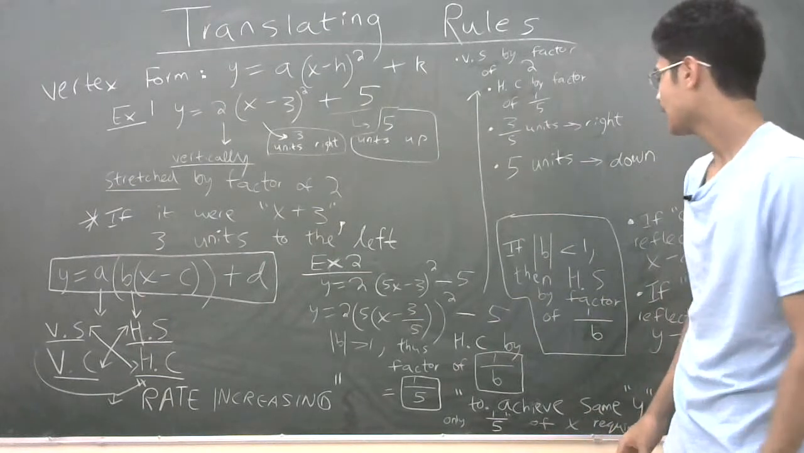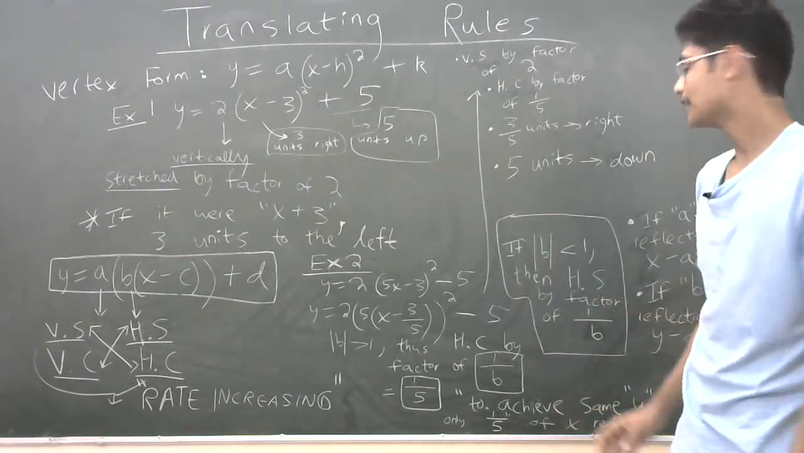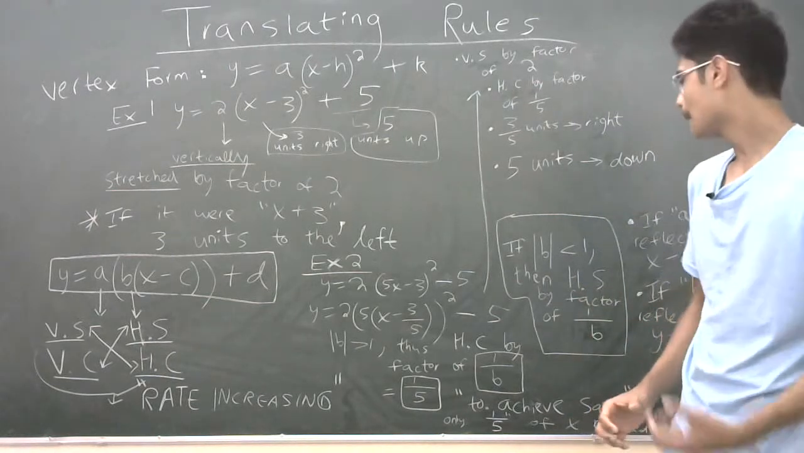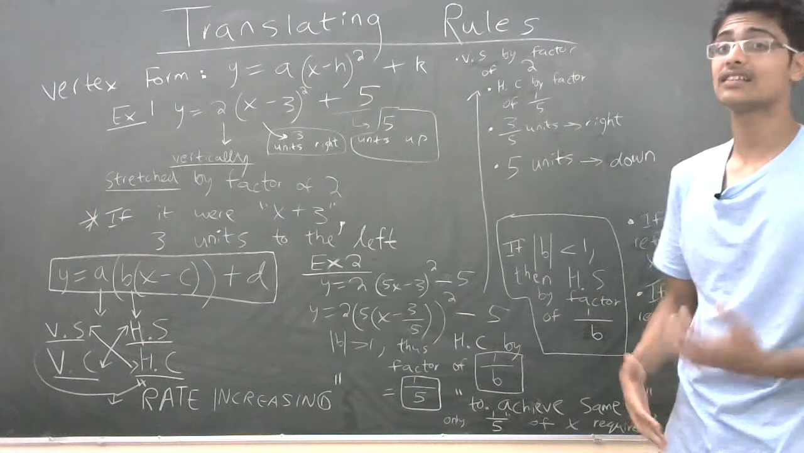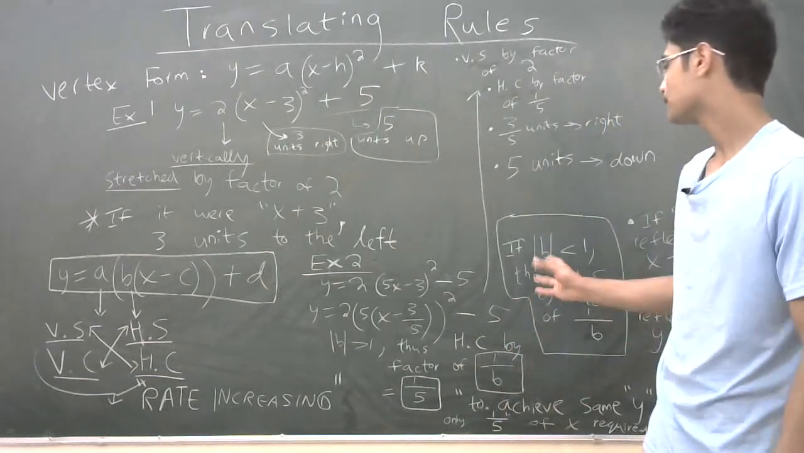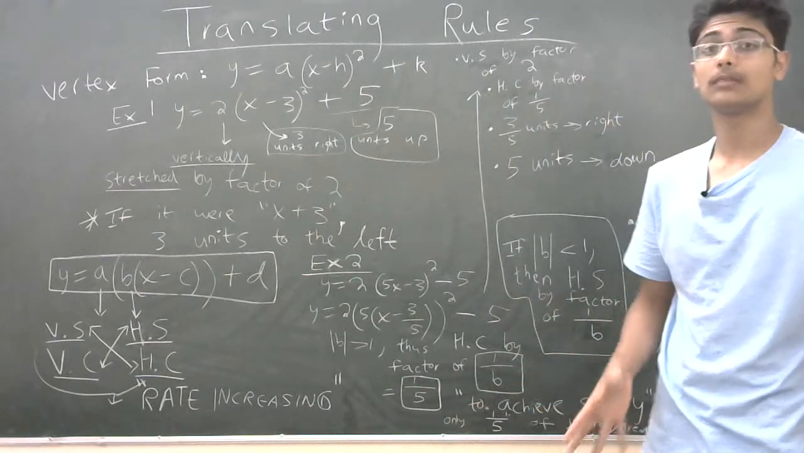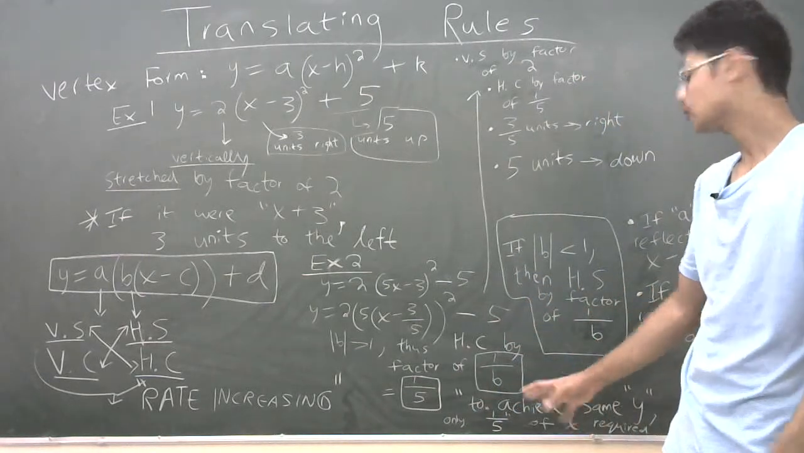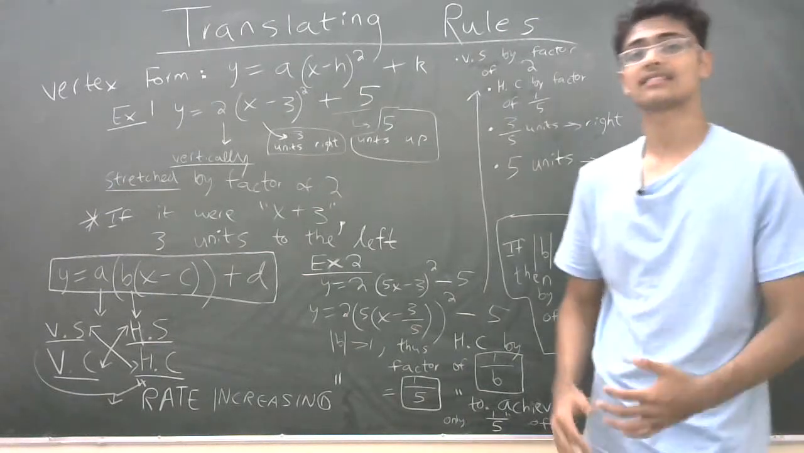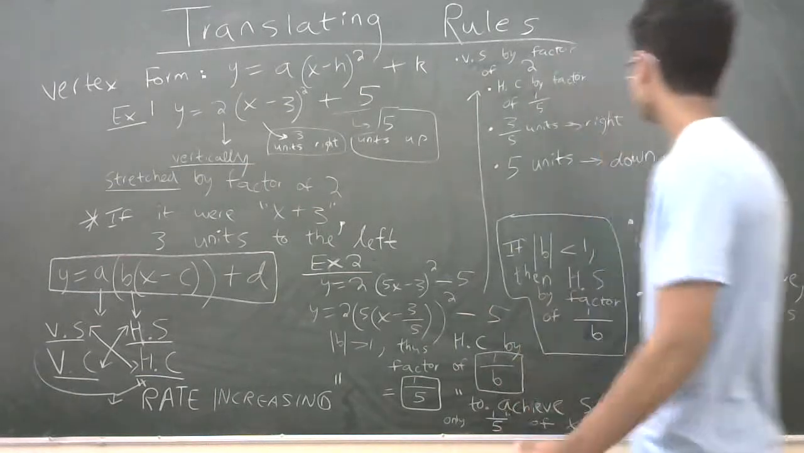So if b was less than 1, then you would say that there has been a horizontal stretch by a factor of 1 over b, which in essence would mean that the rate is actually decreasing. So if you had something like 1/6, doing its reciprocal would mean 6. That would mean to achieve the same y value, 6 times x is required, which means that the rate is actually decreasing.